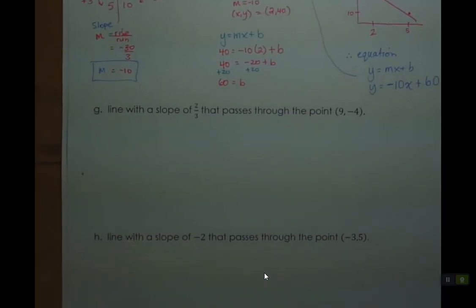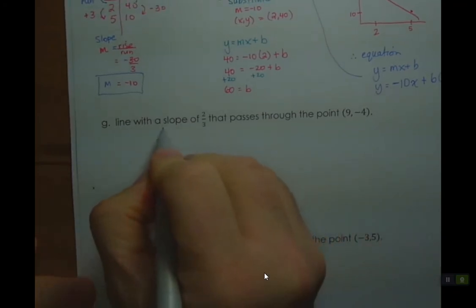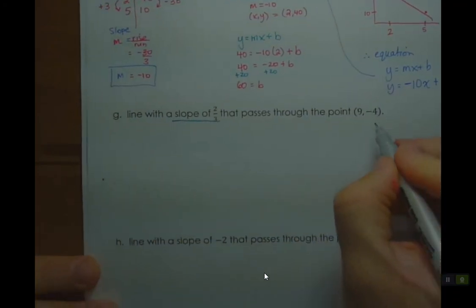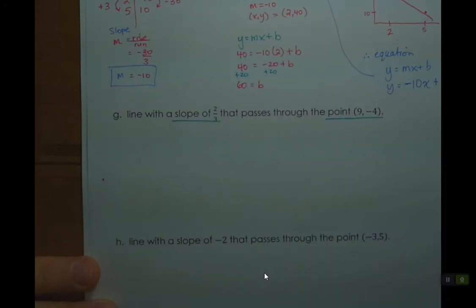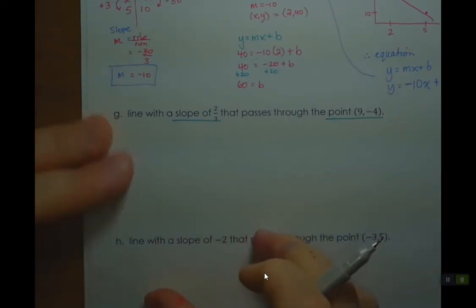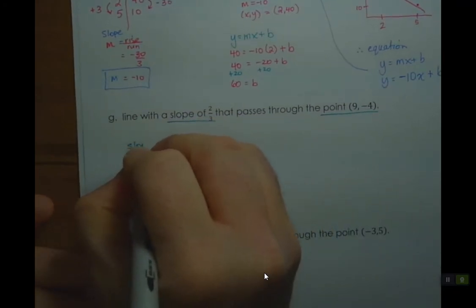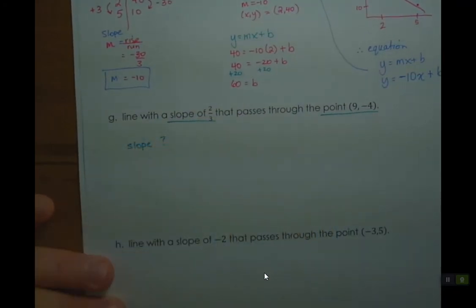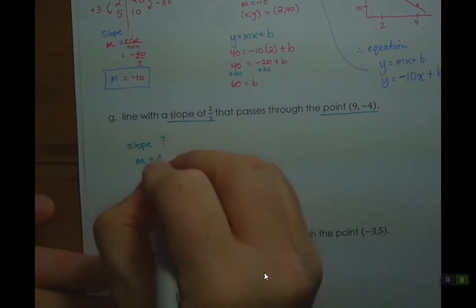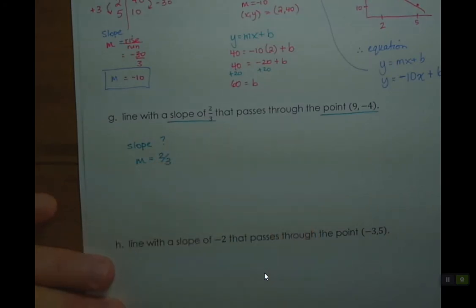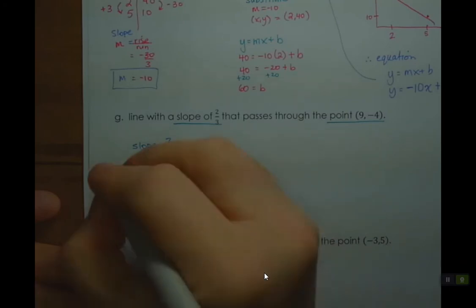The last 2 questions are actually easier. If you look at that, I'm given a slope of 2/3 and a point. Well, the first thing it asks us is, what's the slope, if we're trying to make an equation? Well, we know that m is 2/3. That's really easy. Check mark, done.